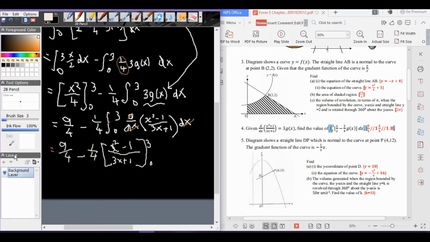Substitute 3 to x, minus 1 over 4. So 9 minus 1, 8, over 9 plus 1, 10. Substitute 0: so minus 0 minus 1 is negative 1 over 0 plus 1, 1. Okay, solve this. Then the answer will be 9 over 5.